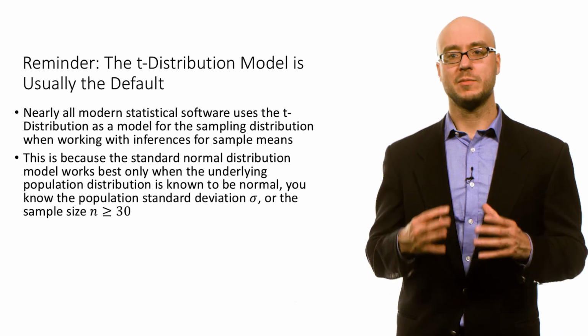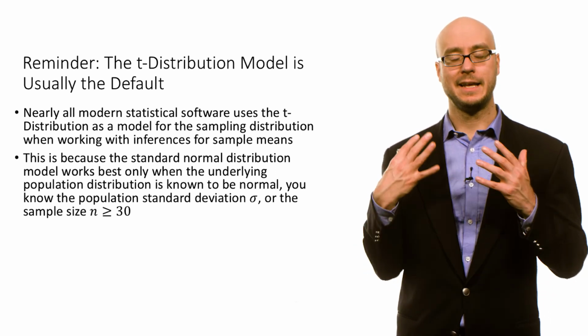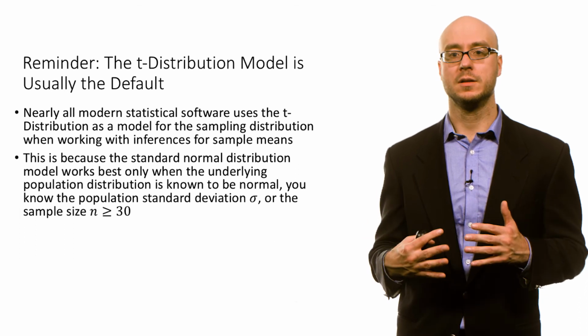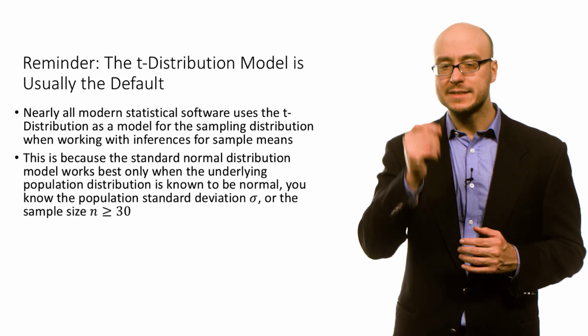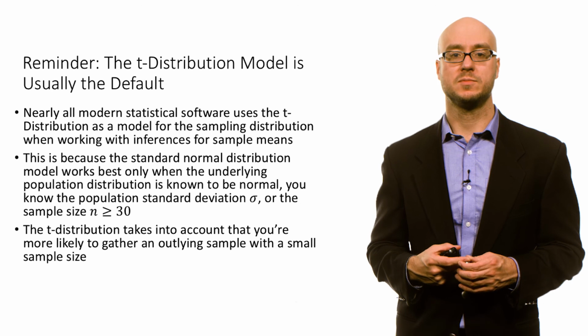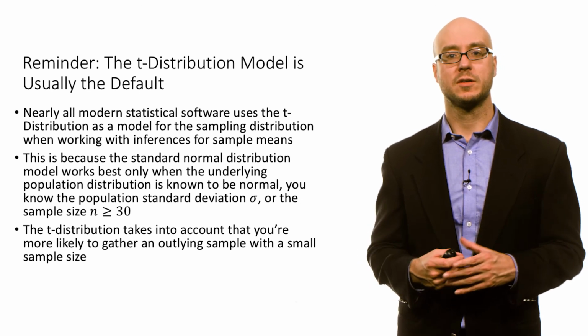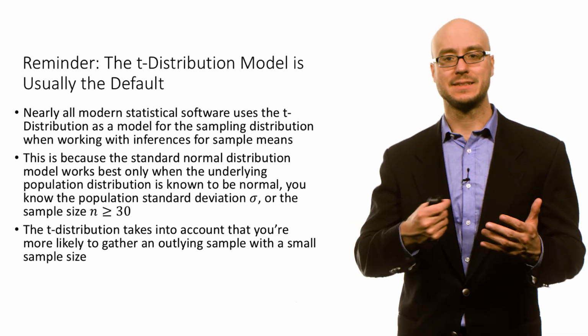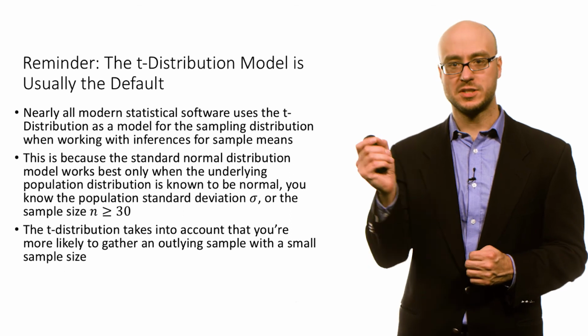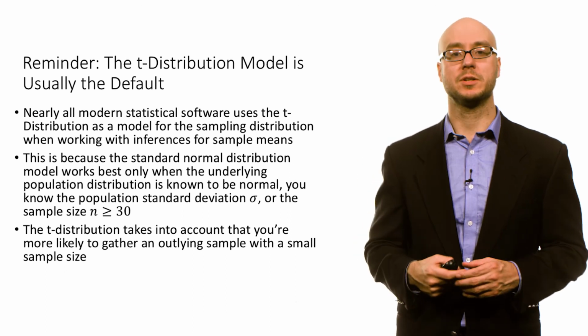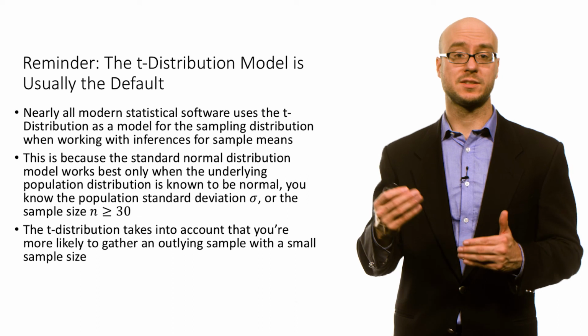The great thing about the t-distribution model is that it's more realistic. It's a more realistic model of the sampling distribution when that sample size is quite small. That's because the t-distribution takes into account that you're more likely to gather an outlying sample with a small sample size. Those sample means are going to bounce around on the sampling distribution a lot more with a small sample size. And with that, we're going to go through a few examples of actually going through the steps of calculating a one-sample t-test for the sample mean.